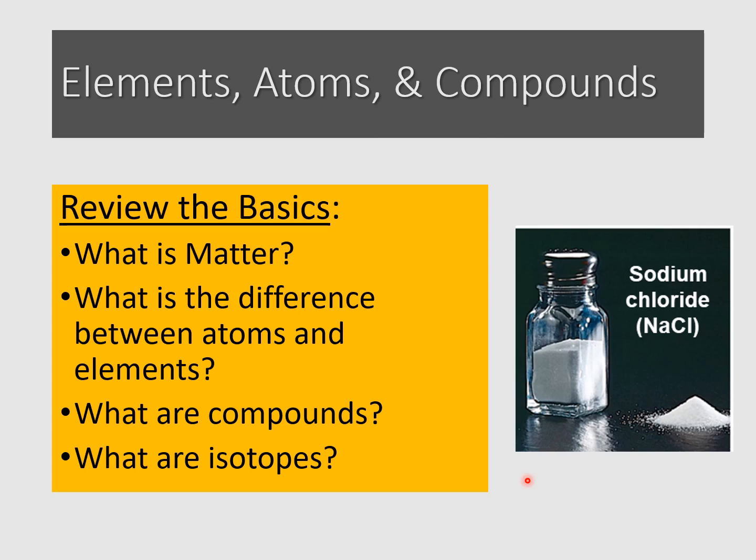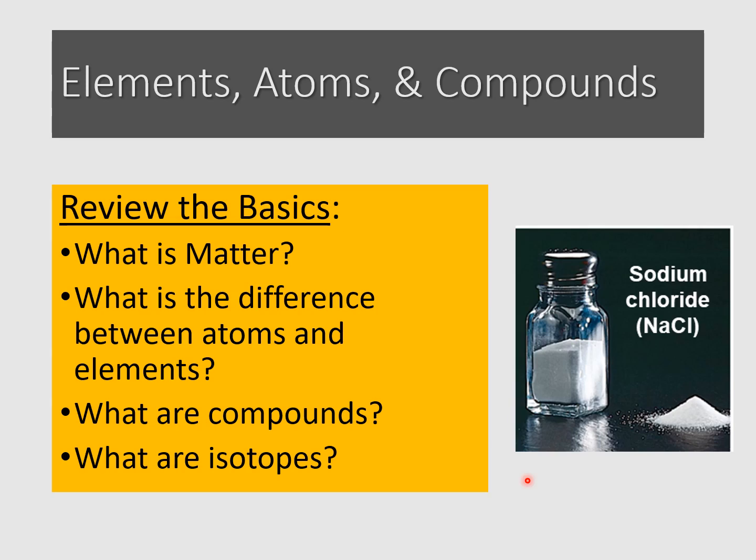All right, so hopefully you were able to write down some answers for these questions, and let's go over them. So what is matter? Okay. So matter is anything that takes up space and has mass, right? So mass. And we talked about atomic mass, right? Or weight. So now what is the difference between atoms and elements? We said that elements are just atoms with different properties, right?